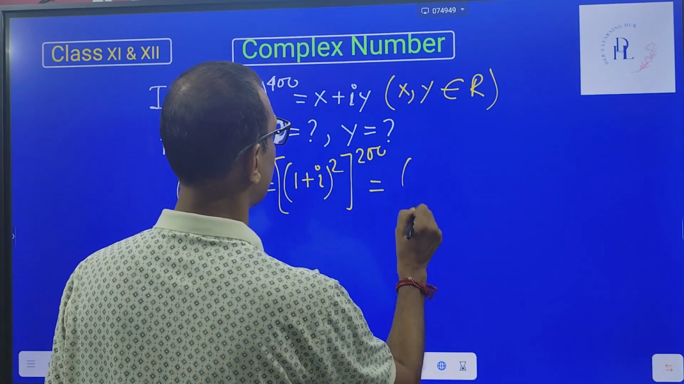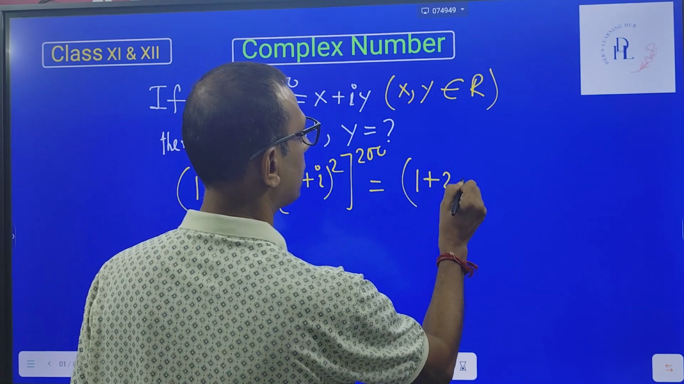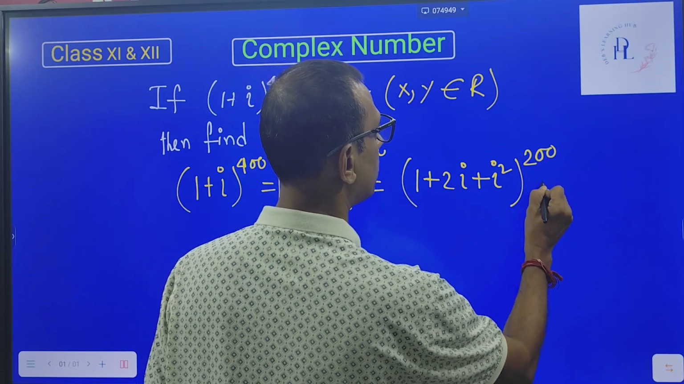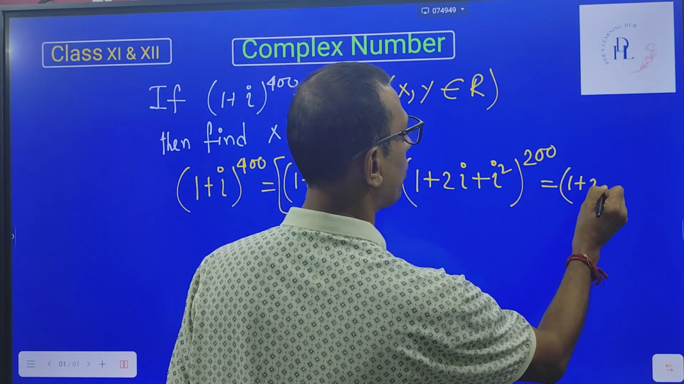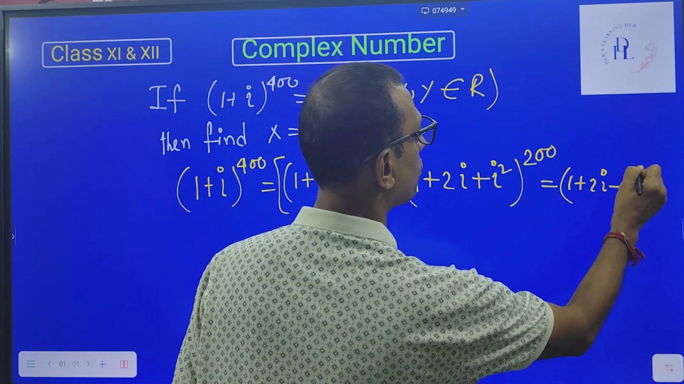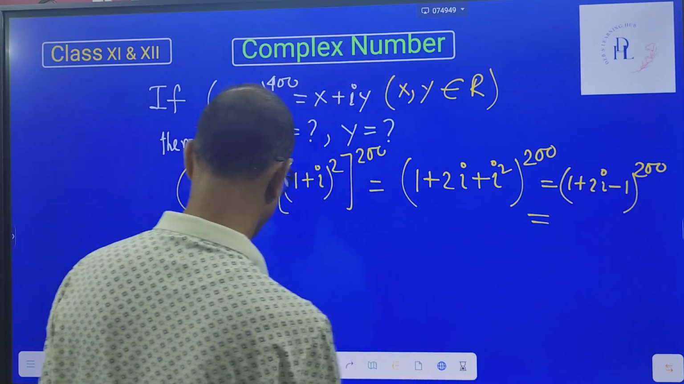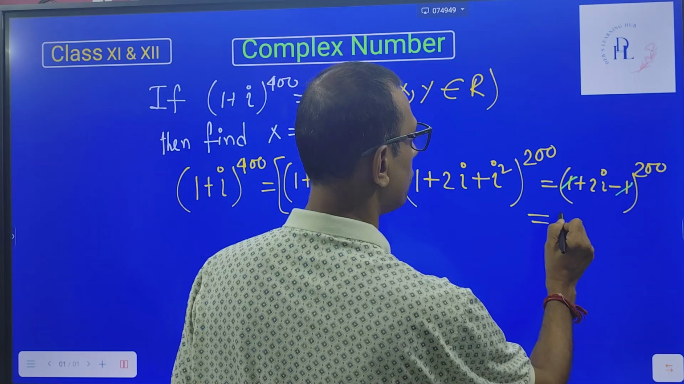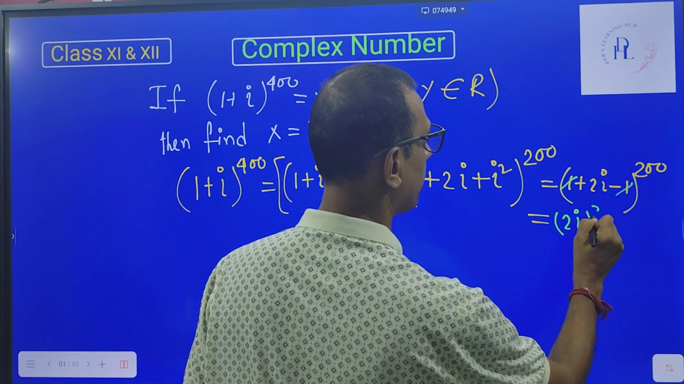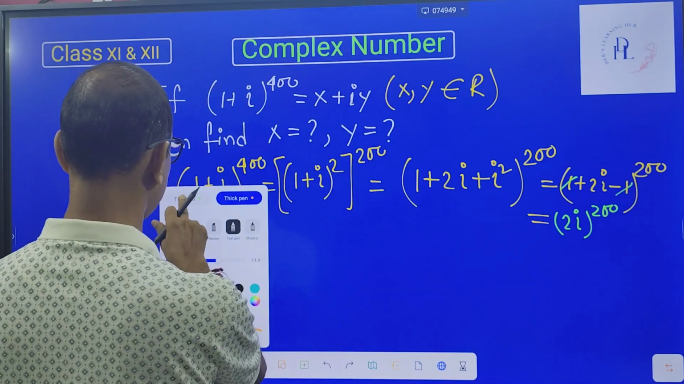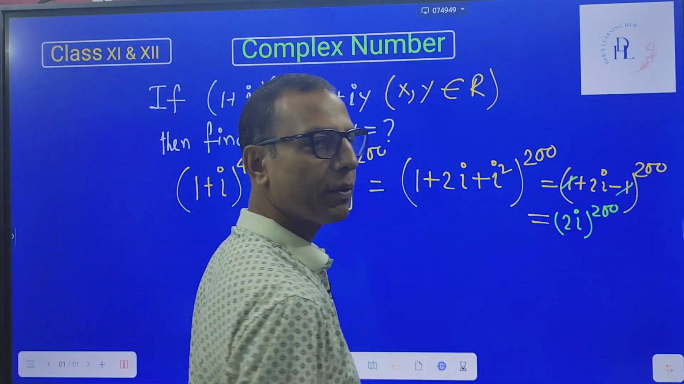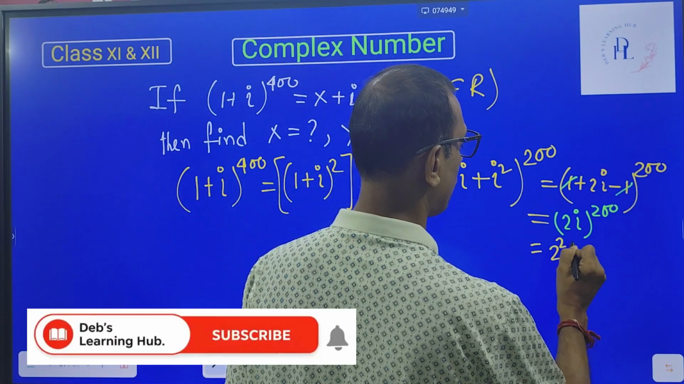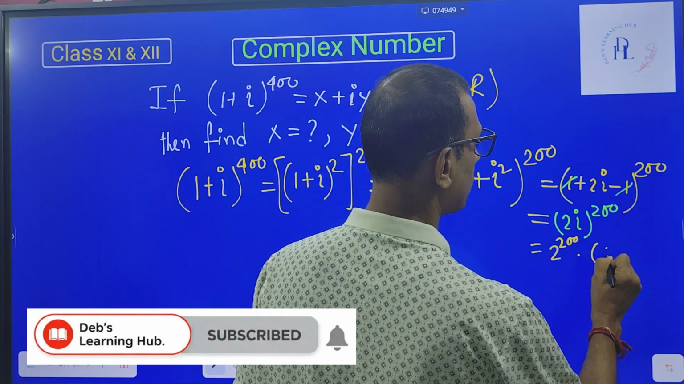So it will be (1 + 2i + i^2)^200, that is equals to (1 + 2i, i square means minus 1)^200, that is equals to this 1 and 1 will be cancelled. ठीक है ना? ये दोनों कैंसिल हो जाएगा. तब क्या होगा? (2i)^200. उसका मतलब क्या है? (2i)^200 means, as I said, i to the power 200. I to the power 200 means कैसे आपको ब्रेक करना पड़ेगा इसको? 2^200 into i^200.